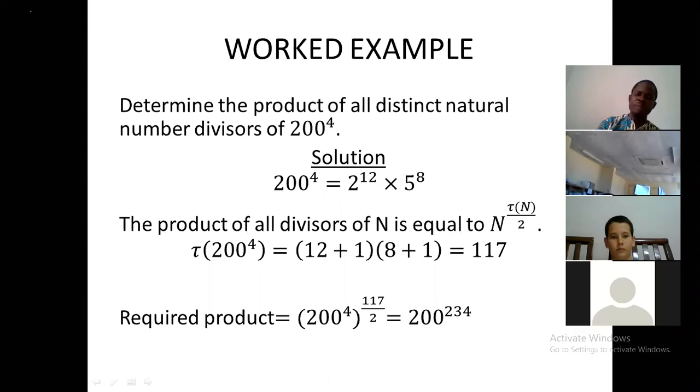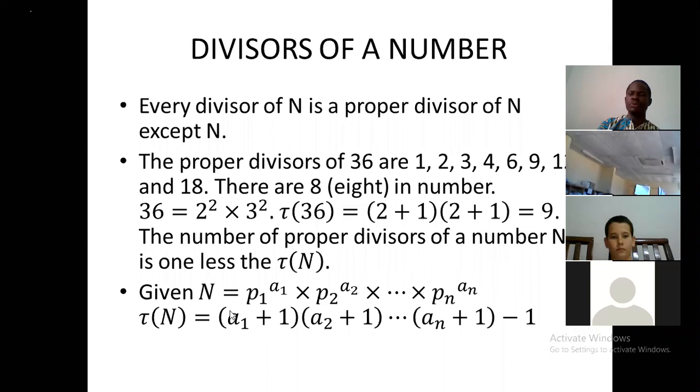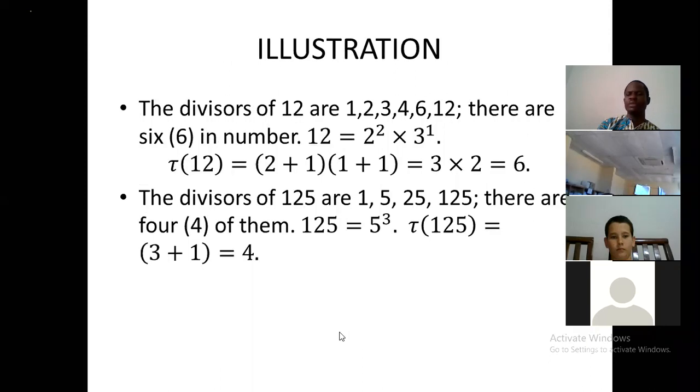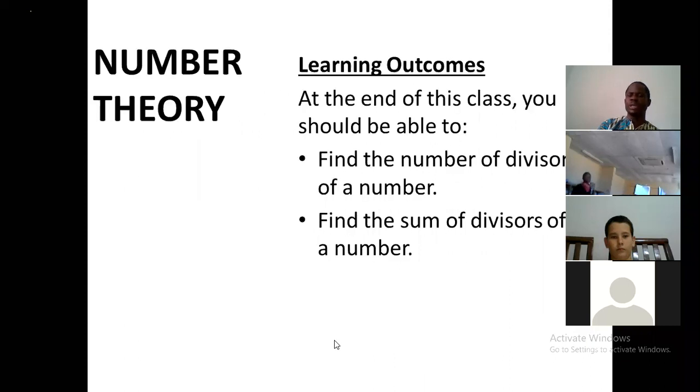Now, let me go back to the very beginning and emphasize the thing that you must know. At the beginning of this class, we said that we have just one objective: that you should be able to find the number of divisors. And I said I won't go into the sum of the divisors. In a subsequent number theory class, we will look at the sum of divisors and more. For today, our focus was on the number of divisors of a number.